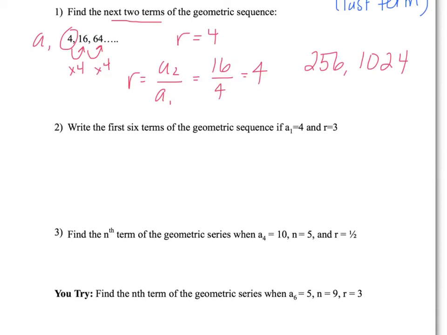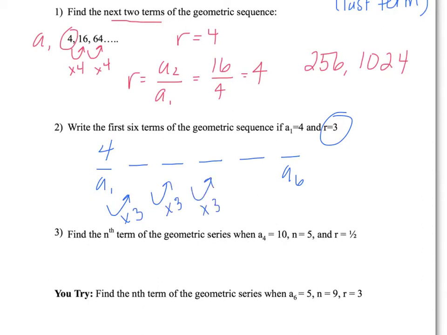Okay, number 2 says, write the first 6 terms in the geometric sequence if a sub 1 equals 4 and r equals 3. So, again, we want the first 6 terms, and I don't necessarily need to use my formula for this. So I'm going to say my first term is 4. That's the first term. I'm looking for the second, third, fourth, fifth, and sixth terms. So this is a sub 1, this is a sub 6, and I know my r is 3. So all I'm doing from one term to the next is multiplying by 3. So I can easily just fill this in, just doing some simple math in my head. So 4 times 3 is 12, times 3 is 36, times 3 is 108, times 3 is 324, times 3 is 972.